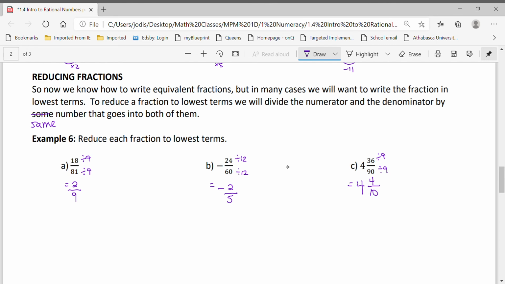But you have to stop and take a look and think, can I reduce further? Well, you can here, because you have 4 and 10, and we know both of those could be divided by 2. So make sure you get to this absolute smallest number that you can.